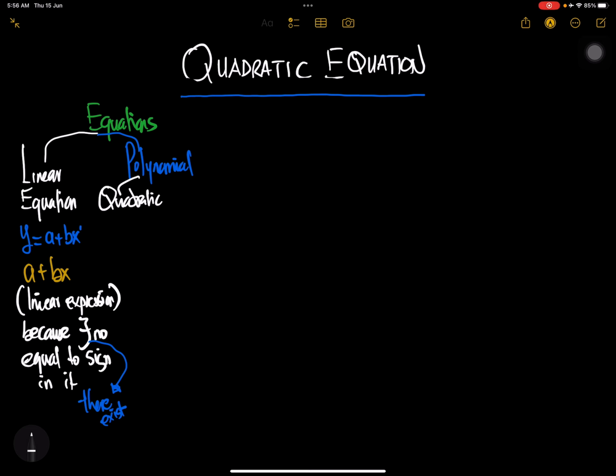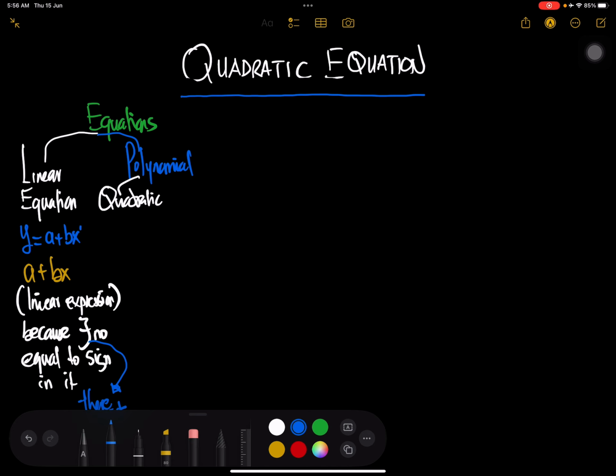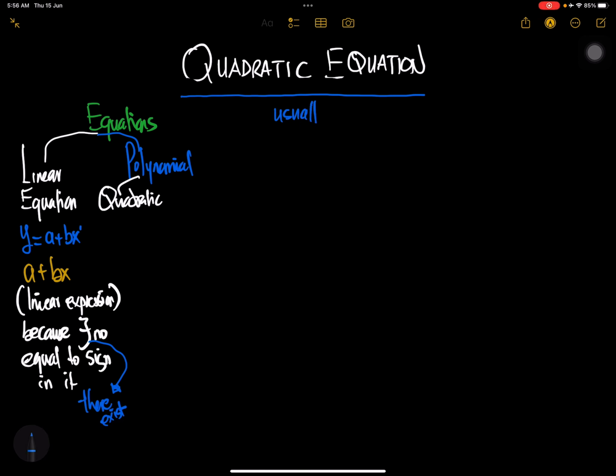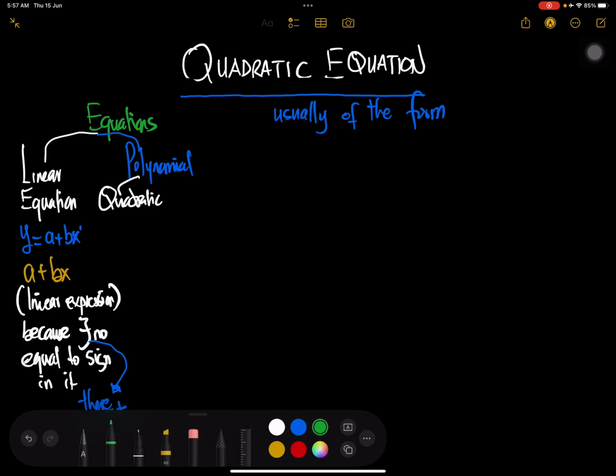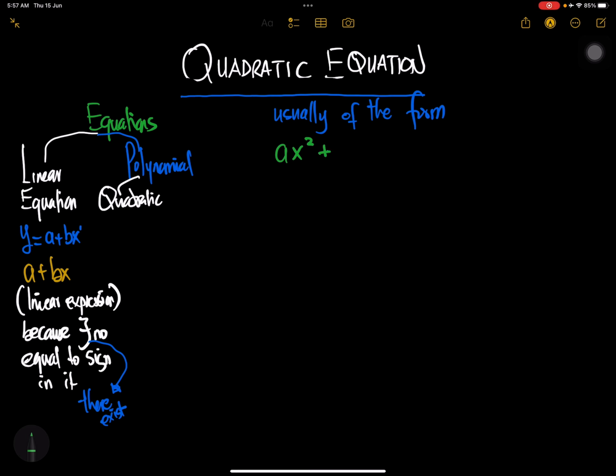A quadratic equation is a polynomial, and usually they are of the form, sorry, let me change the color, let me use green, ax squared plus bx plus c is equal to 0. This equal to sign makes it what? An equation and not an expression.